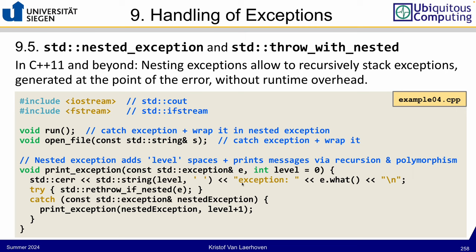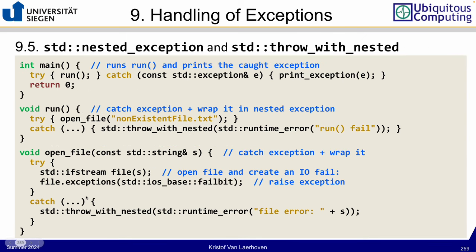Then we write exception, and then we call the what member function, the method that we earlier saw that describes what exception we have. Then we do a new line, and then we rethrow if this is nested into another exception. And then we go for the next exception and the next exception and so on, right? So that's what all the magic happens in this particular function.